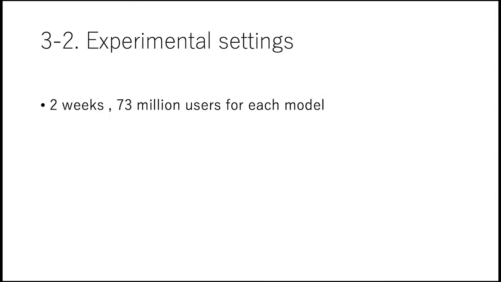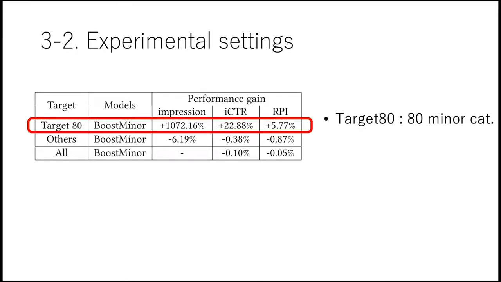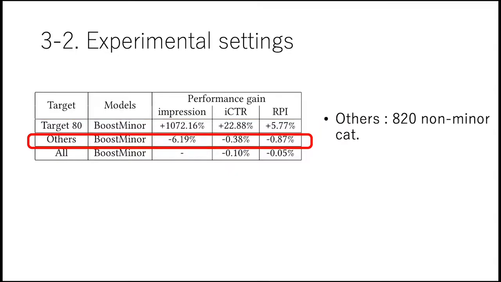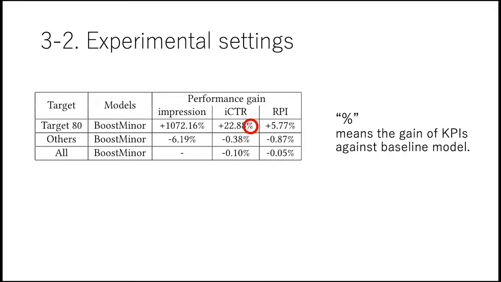Here, I want to explain how to interpret this result. Target 80 means that 80 minor category, and others mean 820 non-minor category, and all means that all 900 categories. This is equal to the target 80 plus others category. Percent means the gain of KPIs against baseline model.